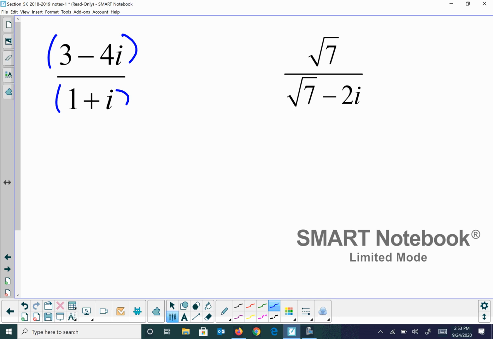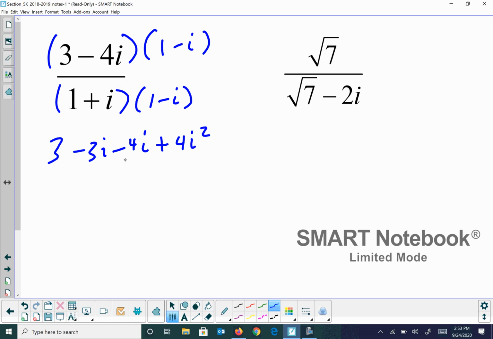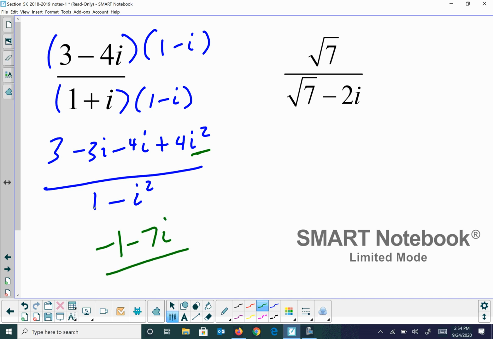Again, let's put these in parentheses. Multiply by the conjugate, so that's one sign difference. So if I FOIL the top, I'm going to get 3 minus 3i minus 4i plus 4i squared. On bottom, I'm going to get 1 minus i squared. Wherever I have i squared, I'm plugging negative 1 in. So that's going to be 3 minus 4, which is negative 1, minus 7i. On bottom, I'm going to get 1 minus negative 1, so that becomes 1 minus minus 1, which is 2.